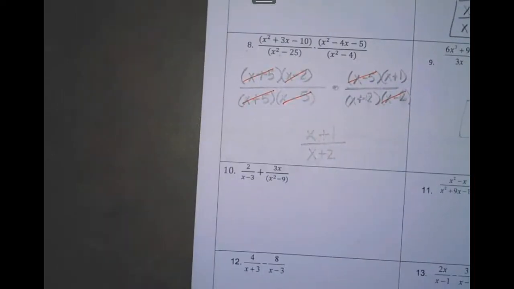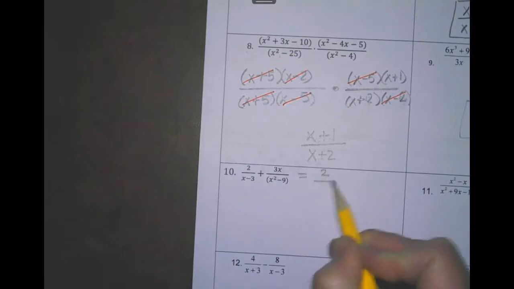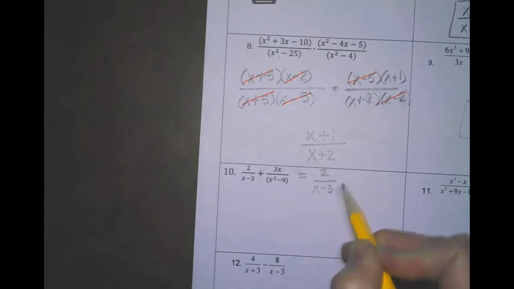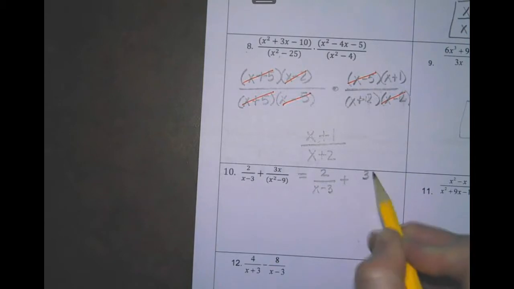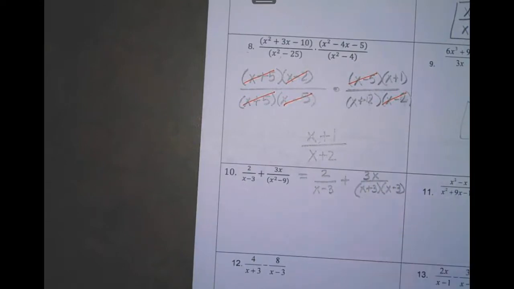In order to add and subtract, I need to find a common denominator. In order to find a common denominator, I need to factor the denominators that I start with. Then I need to make the denominators have a common denominator. In order to have a common denominator, the denominators have to be the same.